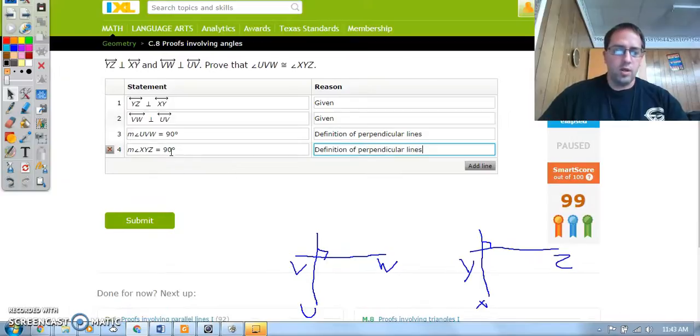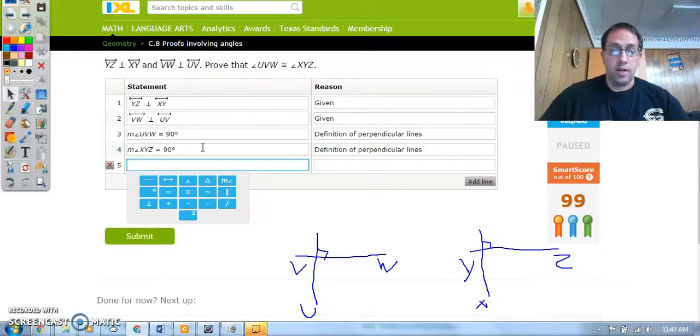So now that we have that those are 90 degrees, and since they're both 90 degrees, that means that the measures are the same. And so the measure of this one equals the measure of that one because they both equal 90 degrees. Now, we can't just say that. We have to have some reason that backs that up. So the measure of UVW equals the measure of XYZ. All right. How can we say that?